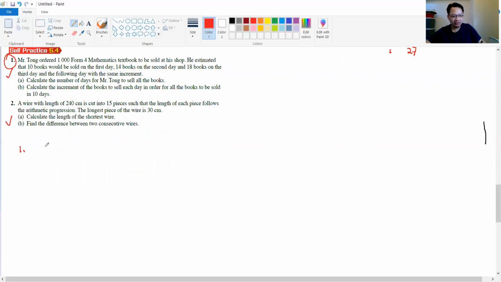Okay. Number 1. The pattern is 10, 14, 18, ... So we know that a equals 10, and the common difference d equals 4. These two values are very important, very crucial before you solve the problem. Before you start to solve the problem, find these two values first.